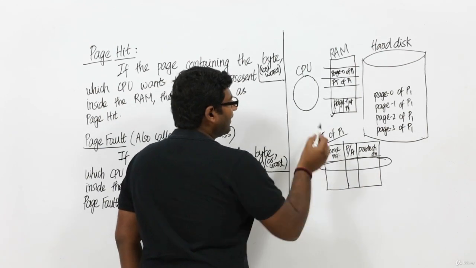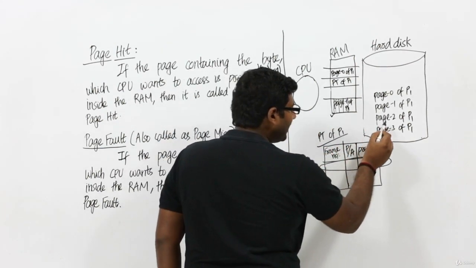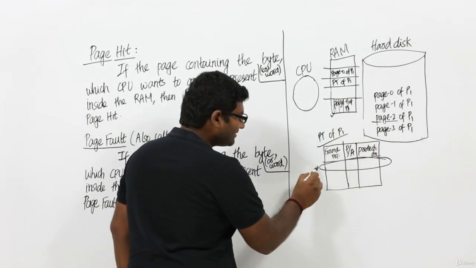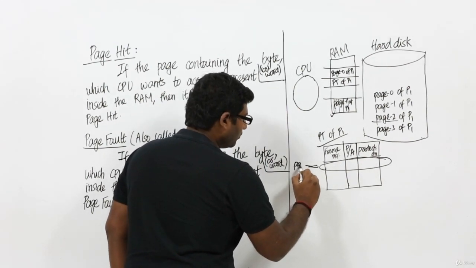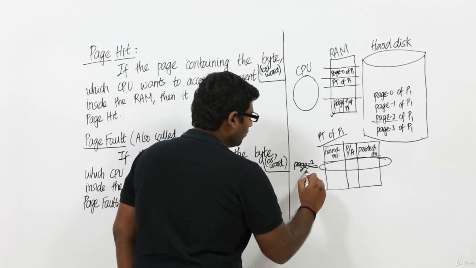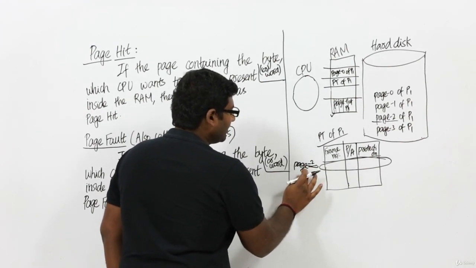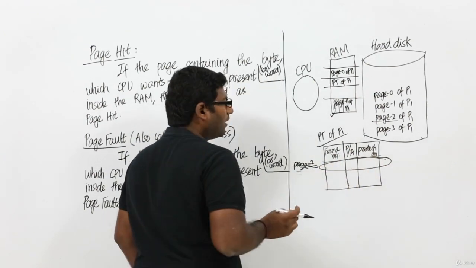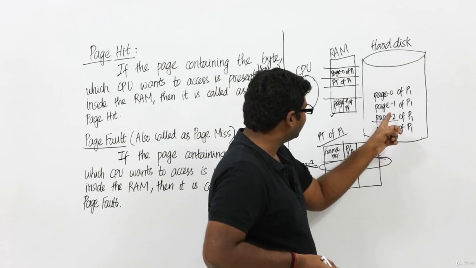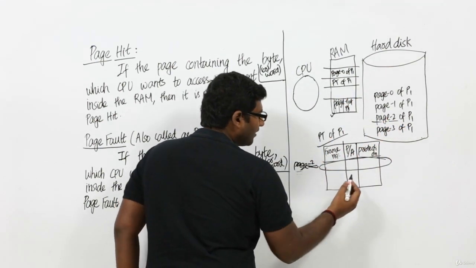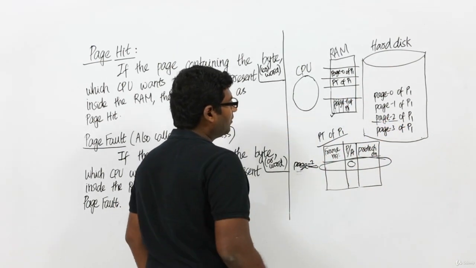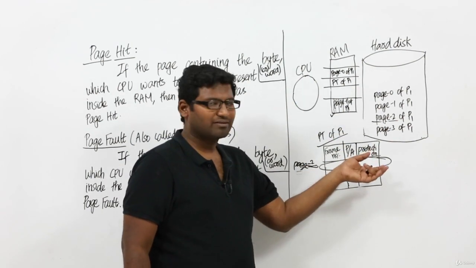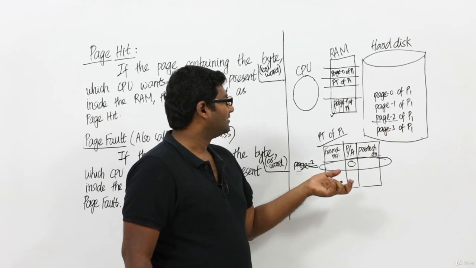For example, let us assume the CPU is asking for a byte which is present in page 2 of P1. Let us assume this is the entry which is maintained for page 2 of P1. This is the page table of P1, and for page 2 let us assume we have maintained this entry. Now, since page 2 of P1 is not present inside the RAM, the present or absent bit will be equal to 0.